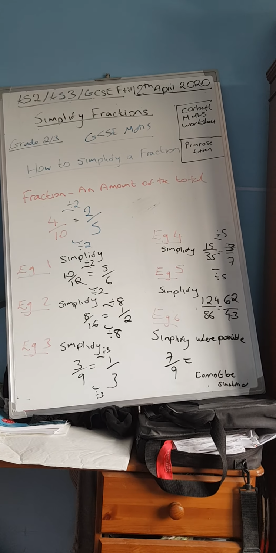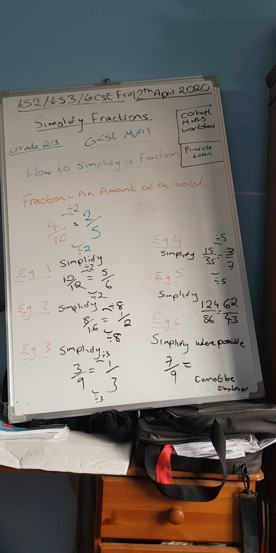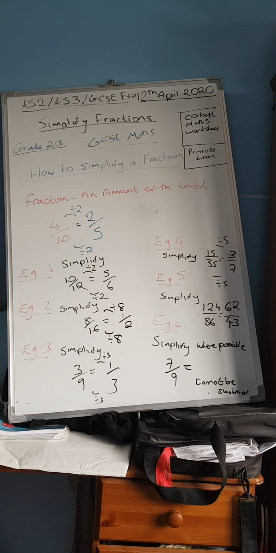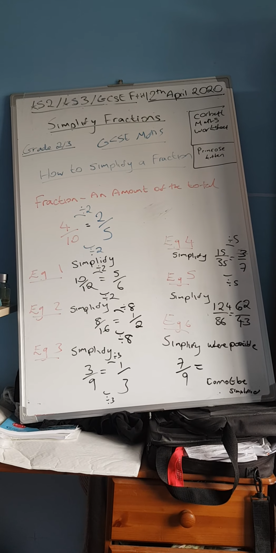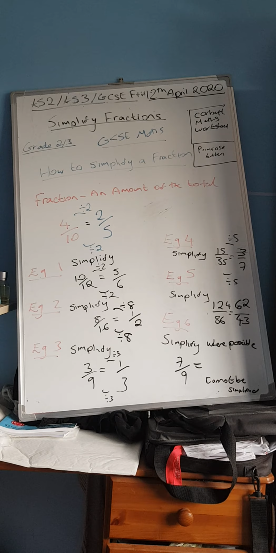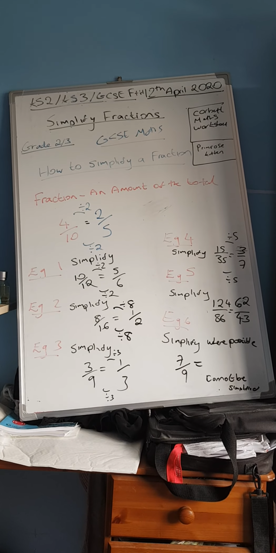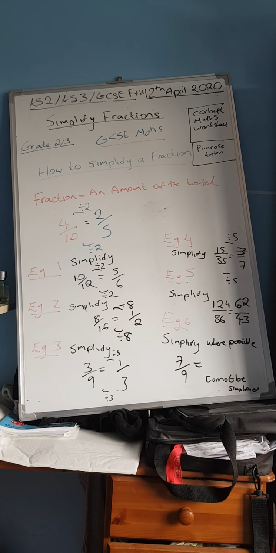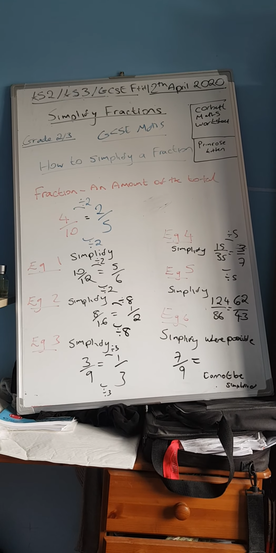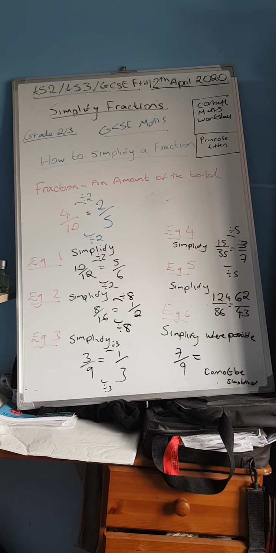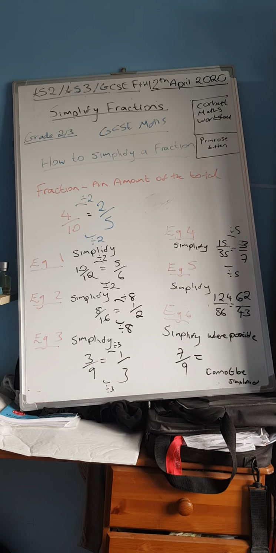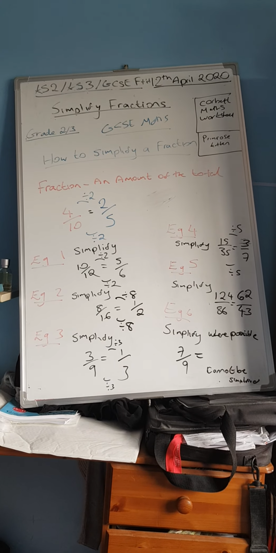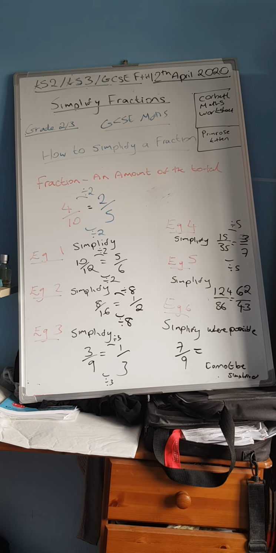Example 6, last one, 7/9. Simplify where possible. 7/9 actually cannot be simplified because there are no numbers common in both. 7 is a prime number, and 9 is not a prime number, so chances are, not always, but if one of your numbers is a prime number, then it's unlikely to be able to simplify it.